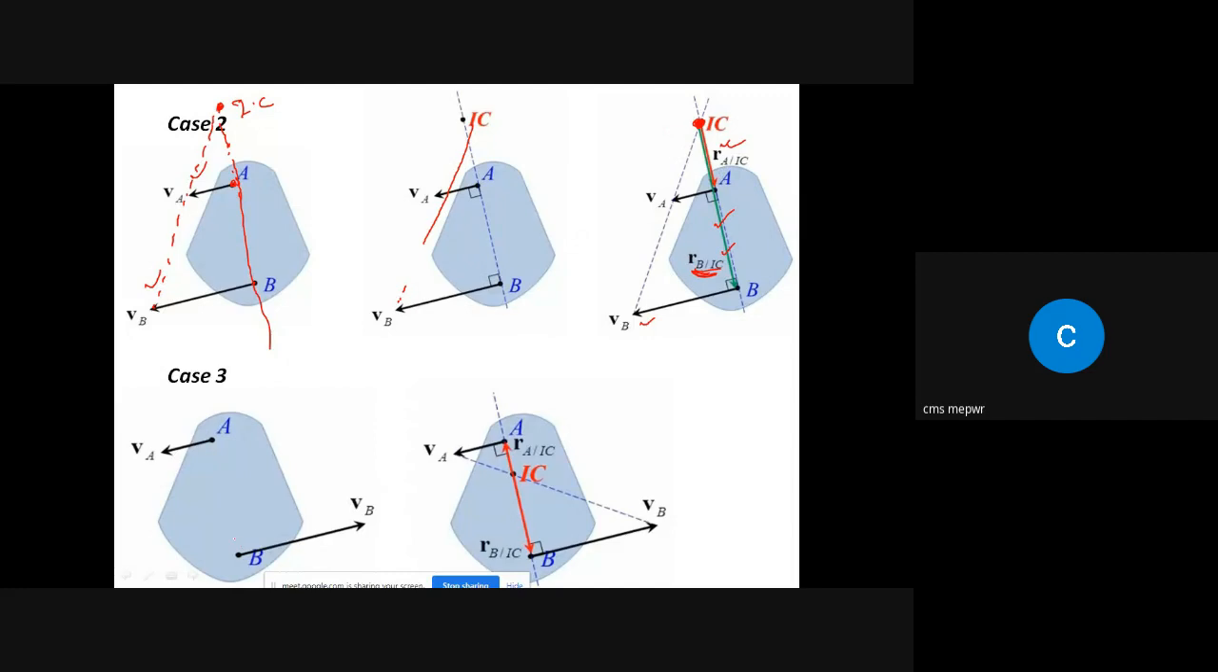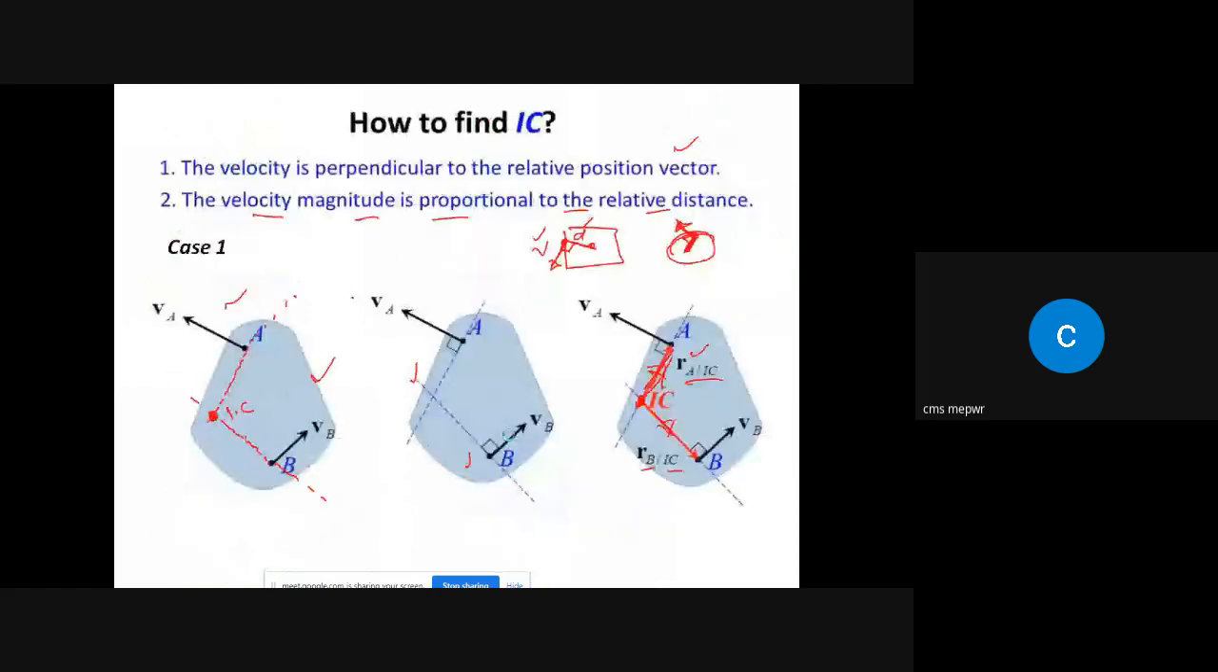Now we have case C, in which both velocities are parallel but in opposite directions. Again, we need to draw the perpendicular lines. Definitely the instantaneous center will be somewhere between them. Join both velocities, and the point where the line intersects is the instantaneous center. Again, the second condition, that the velocity magnitude is proportional, can be used here.